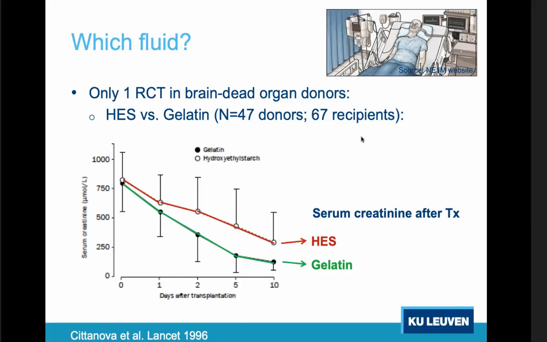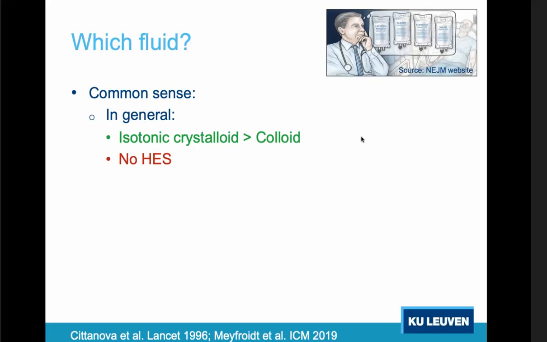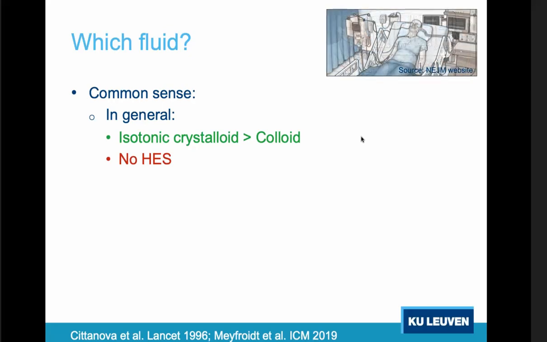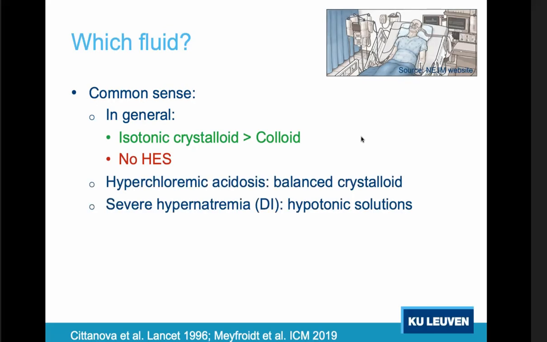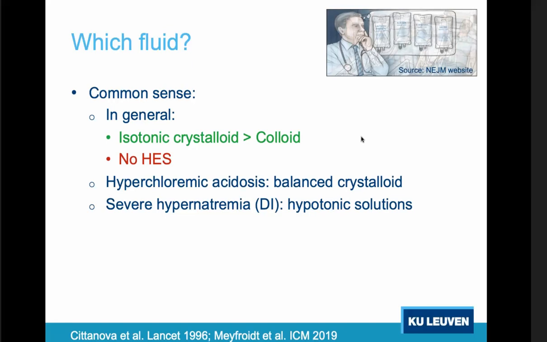But for the rest, RCTs are lacking in this population, so the choice of fluid is based on common sense, is more extrapolation of what we know in the general ICU population. So in brain-dead organ donors, isotonic crystalloids are in general preferred over colloids, no starches as said, and when the patient would develop hypochloremic acidosis, then it seems logical to choose a balanced crystalloid. And as said before, when the patient would develop severe hyponatremia, then one could consider hypotonic solutions.